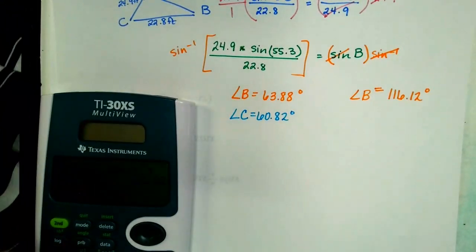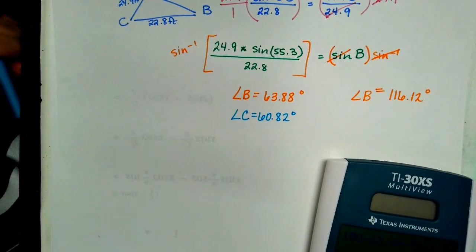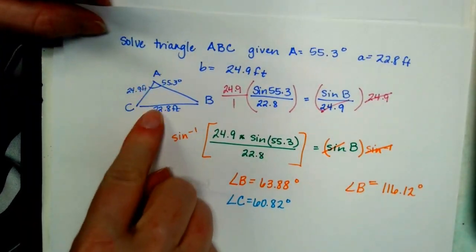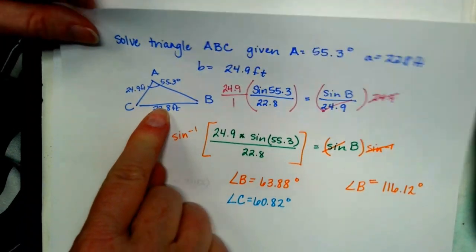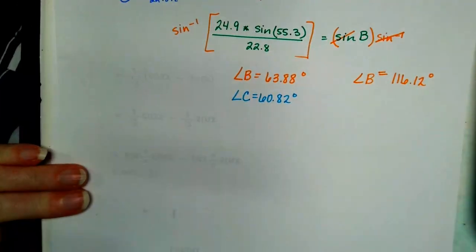And now I need to find side C. So this time I'm looking for a side, so I'm going to put sides on top. I'm going to go back to the ratio they gave me in the original problem, the A ratio. That way it doesn't have any rounding, because my labs will get all weird if I round wrong.